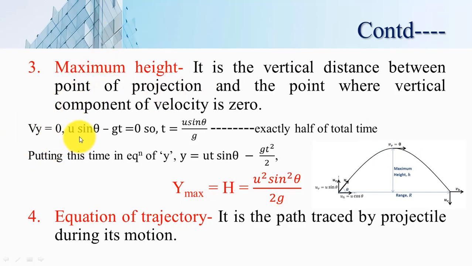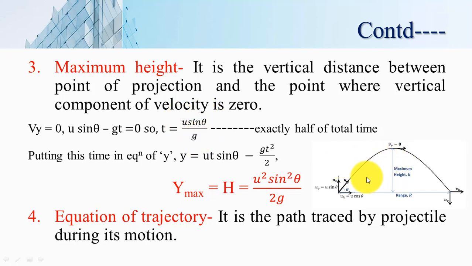So the equation of Vy was u sin theta minus gt. Just equate it with 0. So we will get t as u sin theta upon g. It is exactly half of the total time of flight. In the previous equation, we saw the total time of flight. Here the time we are getting is exactly half of that.